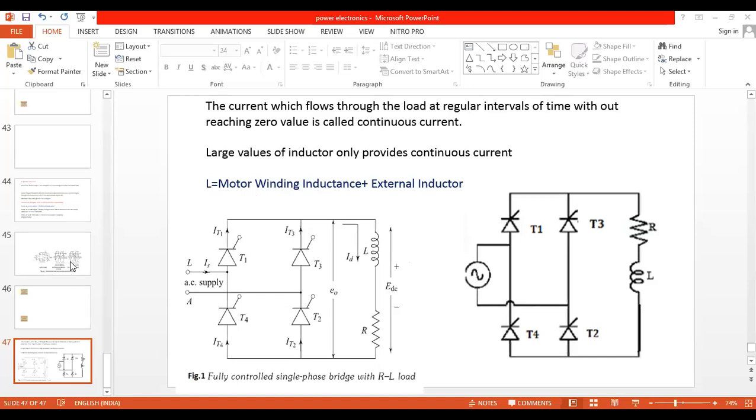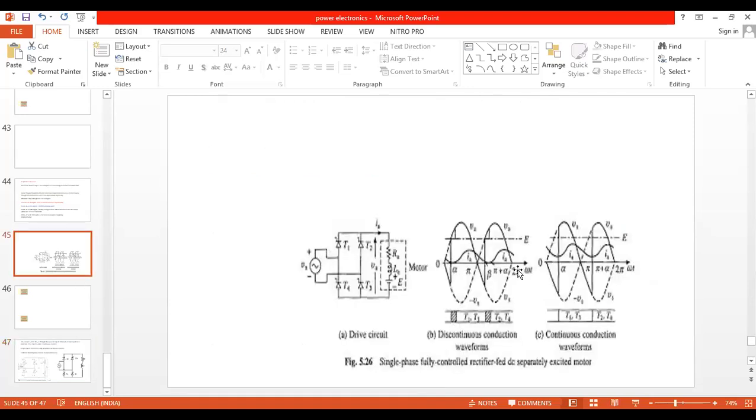For a simple difference, if you see this particular graph on the right side, you can see the AC sine wave, it is increasing and decreasing, but it is not approaching the zero axis. It is not touching the x-axis. This type of current is called the continuous current, the current which is continuously flowing at regular intervals of time without having a zero value.